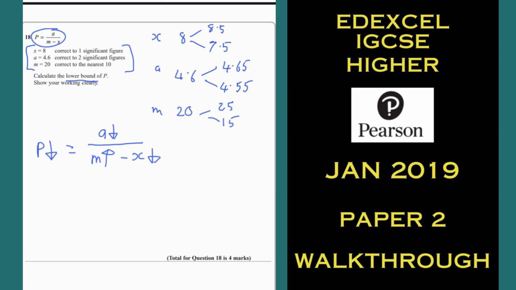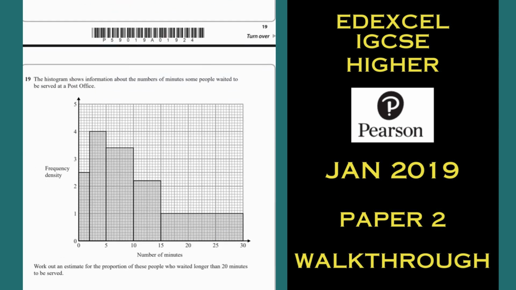So now it's just a case of picking from your menu. Smallest a, 4.55. Biggest m, 25, minus smallest x, 7.5. Stick it all in your calc brackets if you need to. I get 0.26. They take the time then, but I think they're nice questions. Go up and down by half. You've got a menu to pick from. Not a bad question, just lots of effort required.